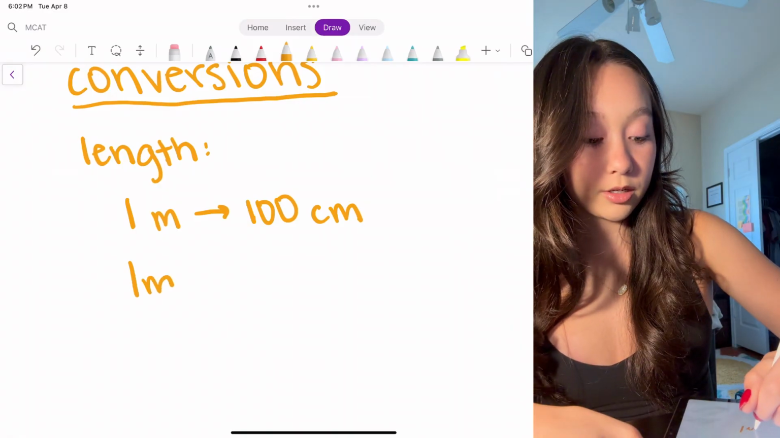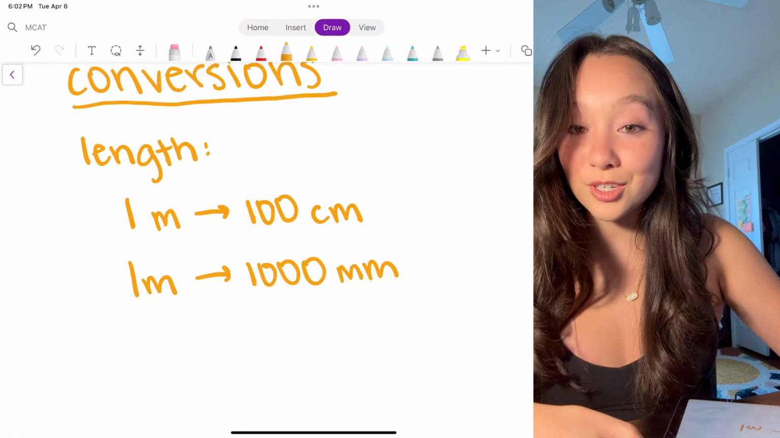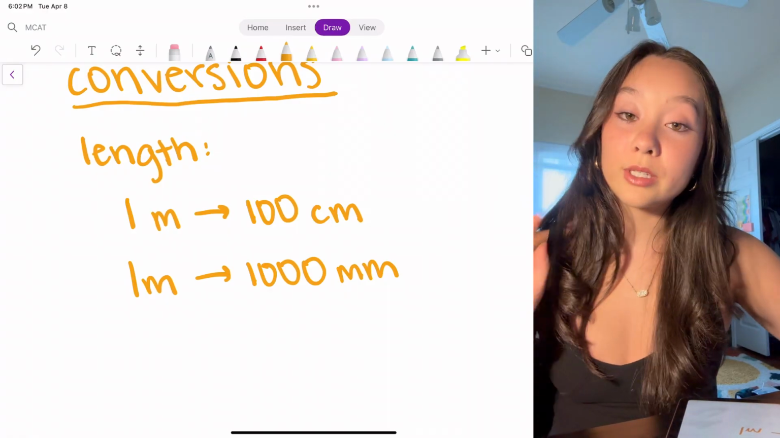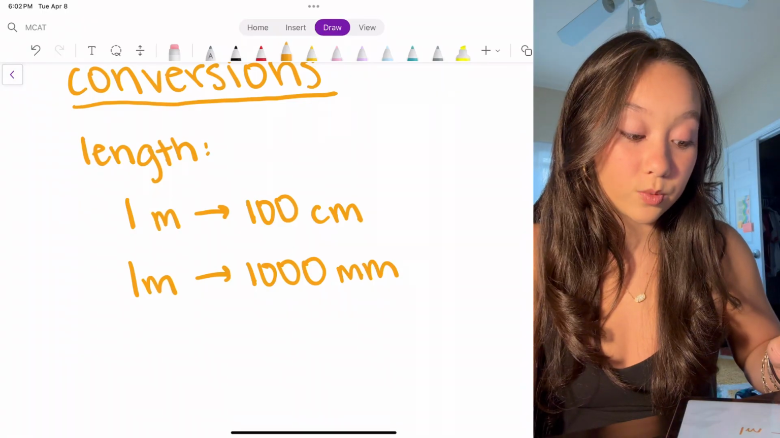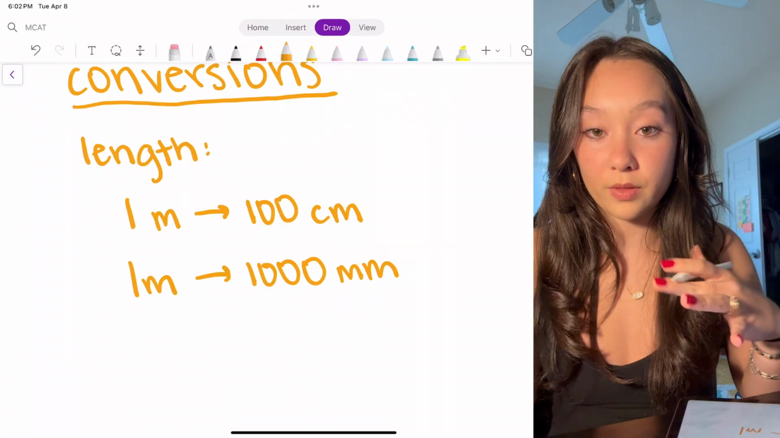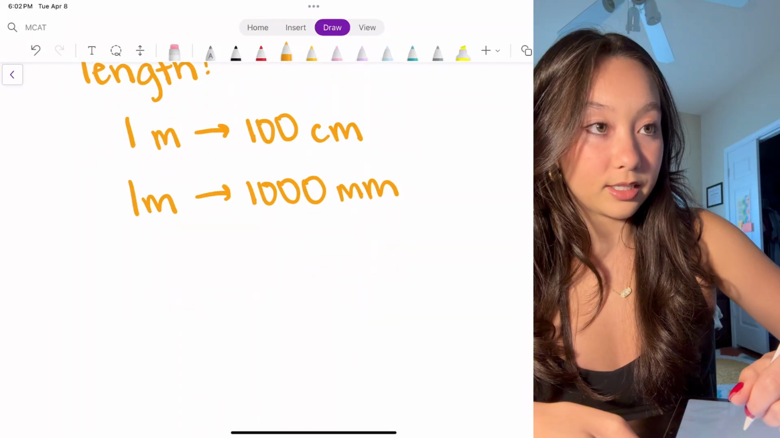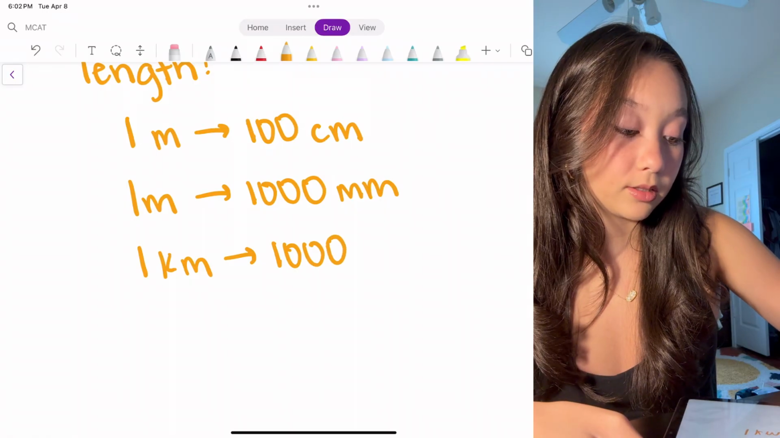Now, 1 meter is also 1,000 millimeters. You will use this conversion a lot too. Milli, we said, was 10 to the negative 3, so we moved that decimal point over 3 times, which would get us to 1. And we'll do some dimensional analysis and conversions and math on this in a second. And then lastly, I'm going to say that 1 kilometer is 1,000 meters.